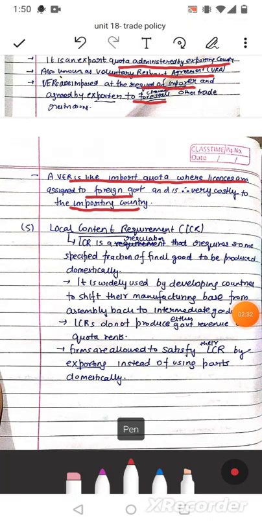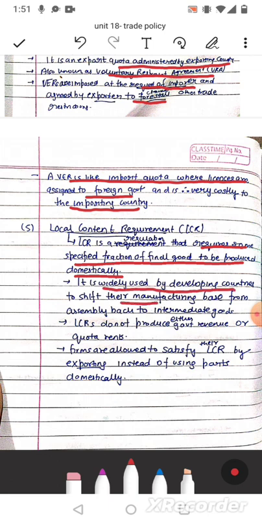So LCR is a regulation that requires some specified fraction of final good to be produced domestically. It means some part of the final product should be produced domestically, that is, in the same country. It is widely used by developing countries to shift their manufacturing base from assembling to intermediate goods. LCRs do not produce either government revenue nor quota rents. Firms are allowed to satisfy their LCR, that is local content requirement, by exporting instead of using parts domestically.